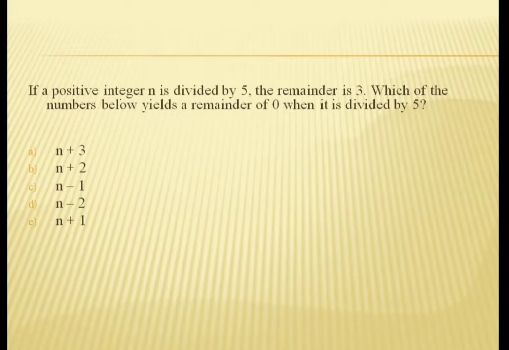Okay, so next question. If a positive integer n is divided by 5, the remainder is 3. Which of the numbers below has remainder 0 when it is divided by 5? A positive integer n is divided by 5, the remainder is 3. So suppose we take the quotient as k, 5k. The remainder is given as 3. So n equals 5k plus 3.